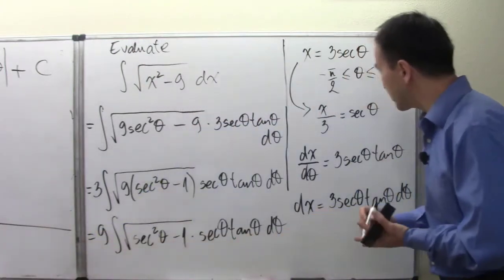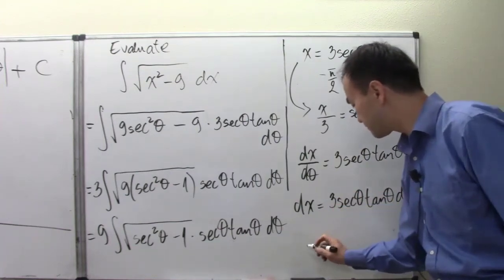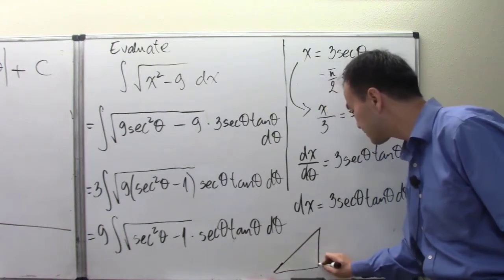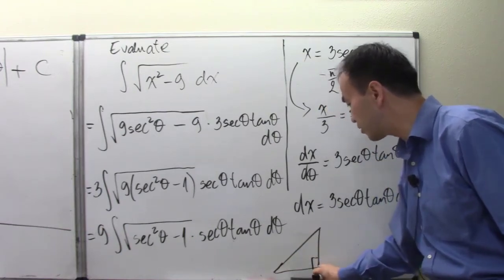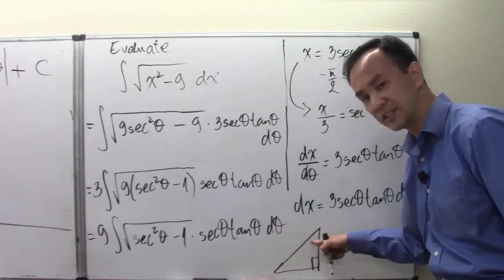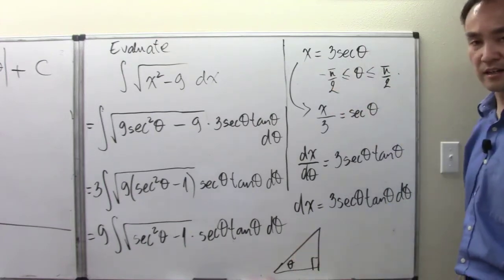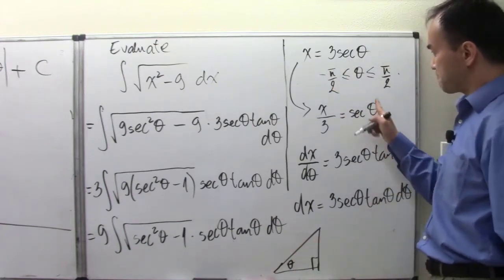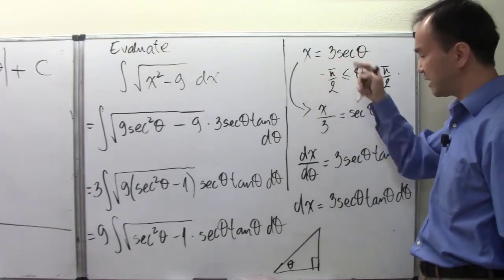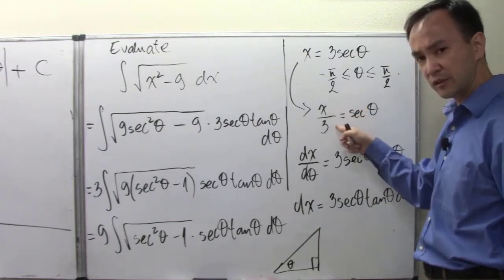So we place things on the triangle again. Here's my triangle. There's a right angle right there. On the other two vertices, I can put the angle theta, and I chose to put theta there. We substituted x by 3 times secant theta. So that means secant theta equals x over 3 as a ratio.